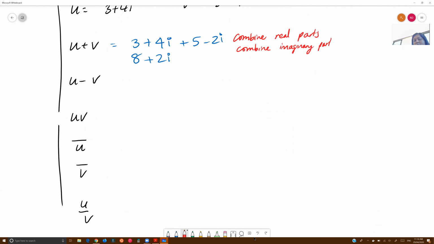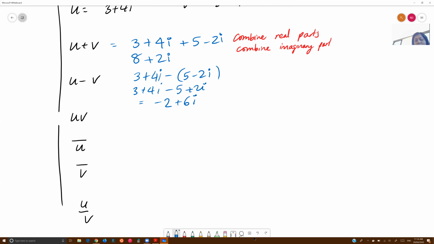So when you're subtracting, it's the same idea again. You take away v, so 3 plus 4i, take away, and the whole thing goes in brackets: 3 plus 4i, take away 5 plus 2i. So 3 take away 5 is going to be negative 2, and 4i plus 2i will be 6i. So it's the same thing about combining real parts and imaginary parts together. This is how you add and subtract complex numbers.